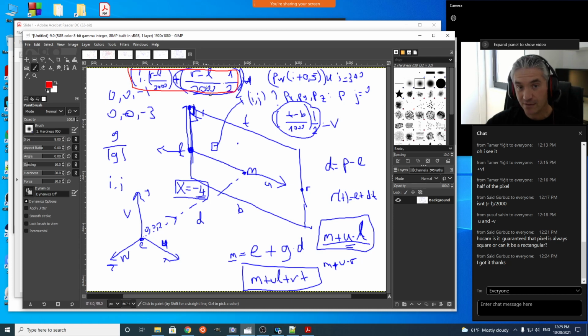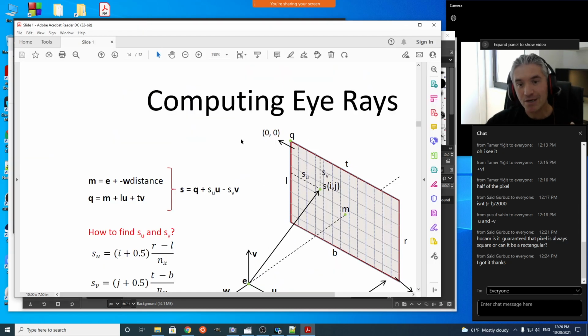This is how many units we need to go to the right, in the U direction, so we get to the center of pixel I. So this was that value, right? This one is called SU on the slide. It's just a scalar value so that you arrive at the center of this pixel. You have to go SU units in the U direction, and also SV units in the minus V direction.